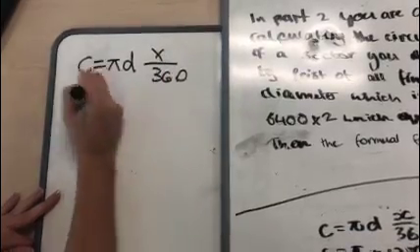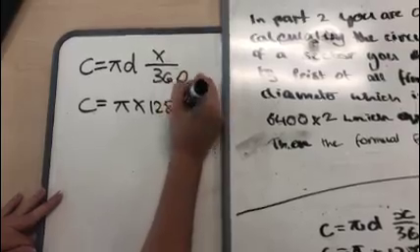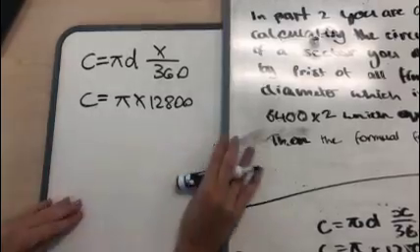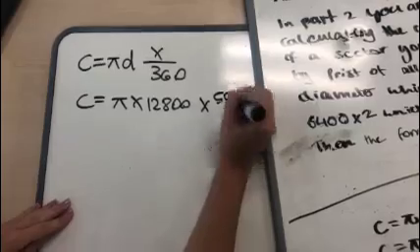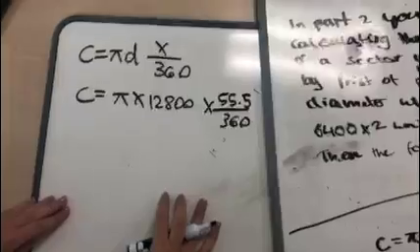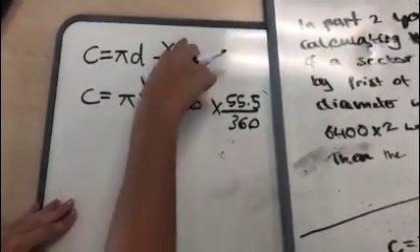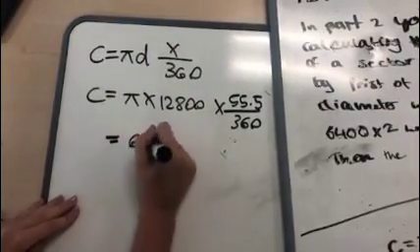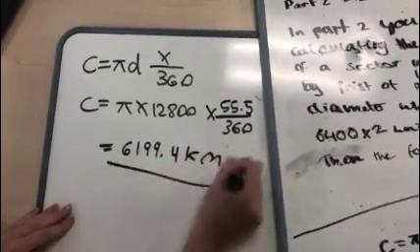So because we already have the distance, which is 12,800, as I mentioned, you times it by 2 to find the whole diameter, and then we have to times this by 55.5 over 360. You times it by 55.5 because that is the angle of the sector, which is x in this case, we're trying to find. And then this will equal 6199.4 kilometers. So then this is the second distance.